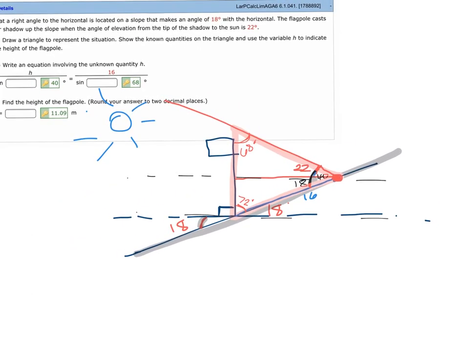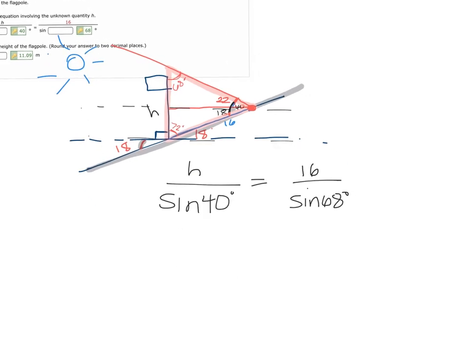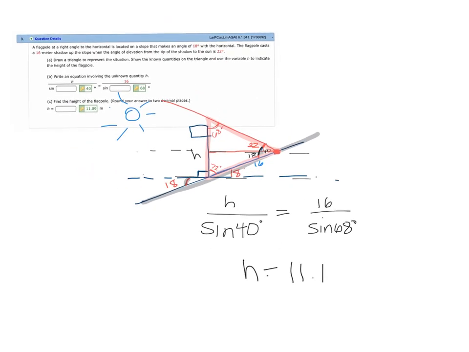And the question is to solve for h. So the height of my flagpole is here. H over the sine of what the angle opposite it would be, 40 degrees, would equal 16 over the sine of 68 degrees, and then cross multiply that and divide it. Sine of 40 times 16 divided by the sine of 68. And units is meters.